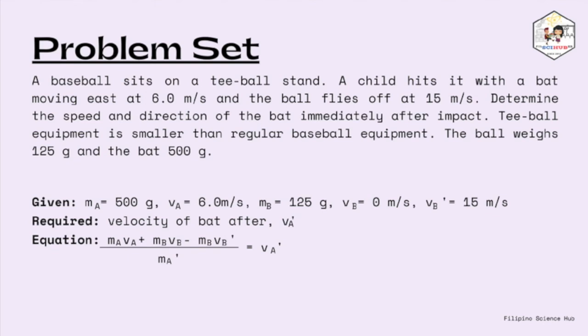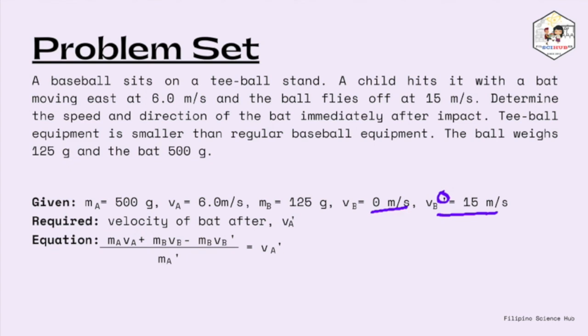The mass of object A, the bat, is equal to 500 grams, and its velocity before the collision is equal to 6.0 meters per second, while the mass of the ball, object B, is 125 grams, with a velocity before the collision equal to 0 meters per second. And remember, we use the prime notation to note that this is the velocity of object B, the ball, after the collision, which is 15 meters per second. Again, we're required to find the velocity of the bat after.